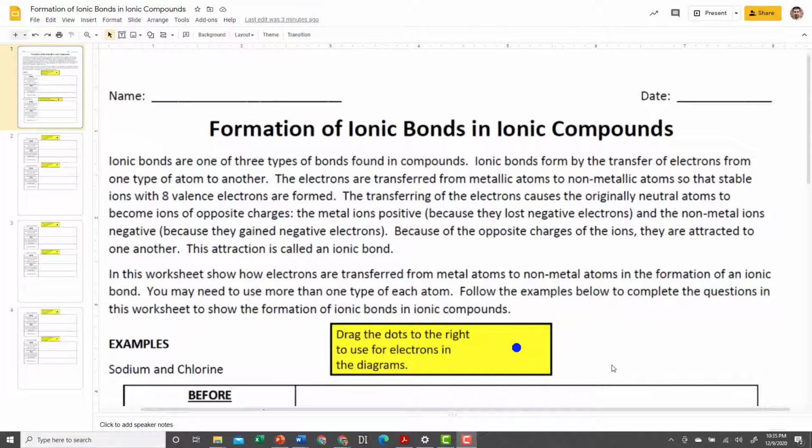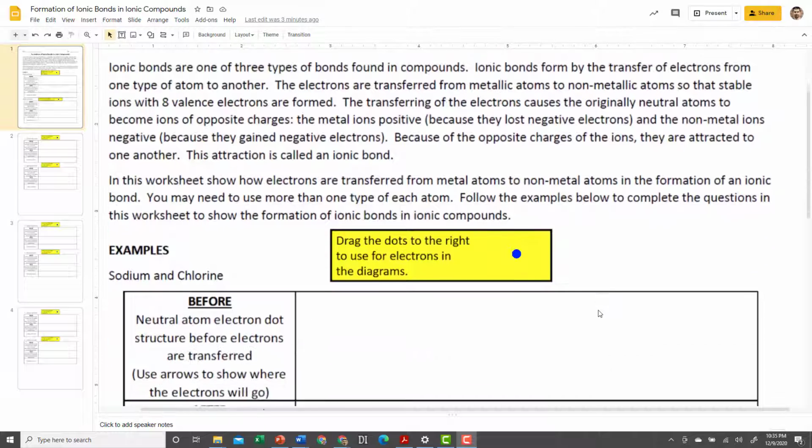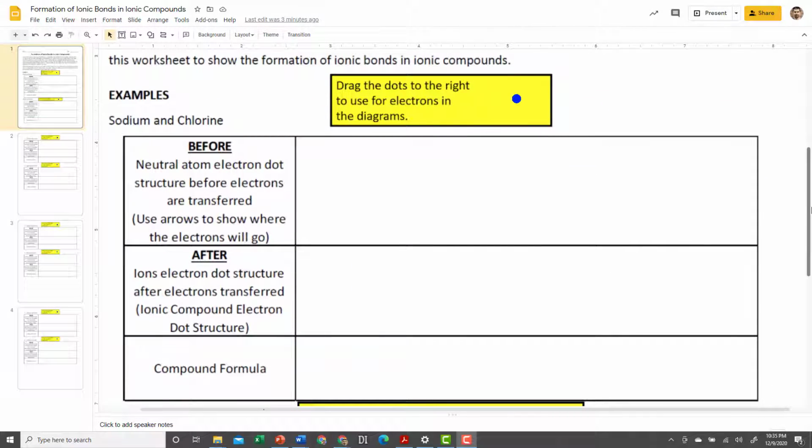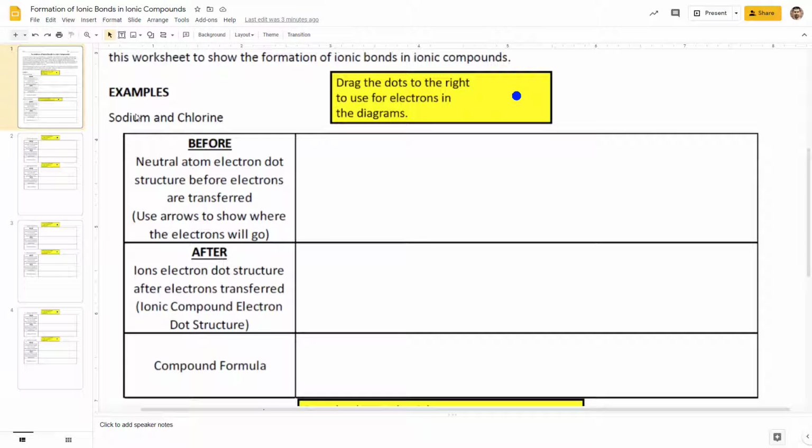Hello. In this activity, we're going to show how the ionic bonds form in ionic compounds. So let's do the first example. We need to make a compound between sodium and chlorine. Sodium a metal, chlorine a nonmetal. So it just says we need to draw the neutral atom electron dot structure before electrons are transferred and show where the electrons are going to be going.